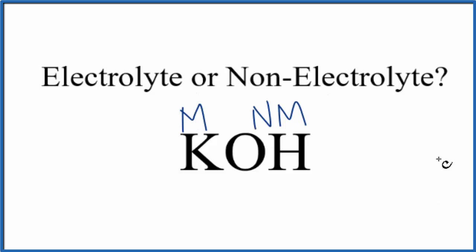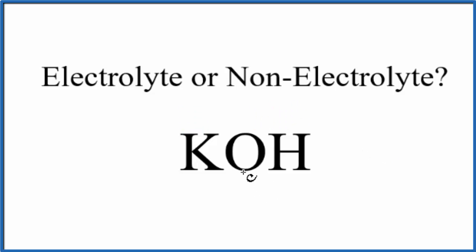And for soluble ionic compounds, when they're put in water, they break apart into their ions. So you have these positively and negatively charged ions in the solution, and because of it, the solution will conduct electricity. Let's look at what happens when we put KOH in water.